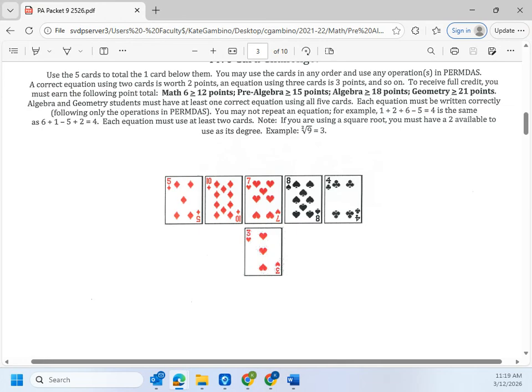5-card challenge. I've had some people wanting to do something like this, using a square or doing a square root. You have to have a 2 as a card in order to be able to do that.